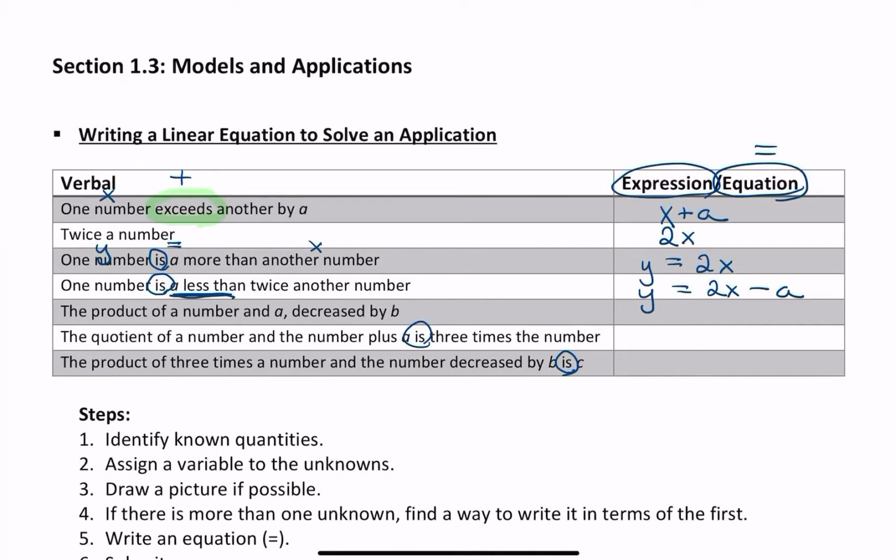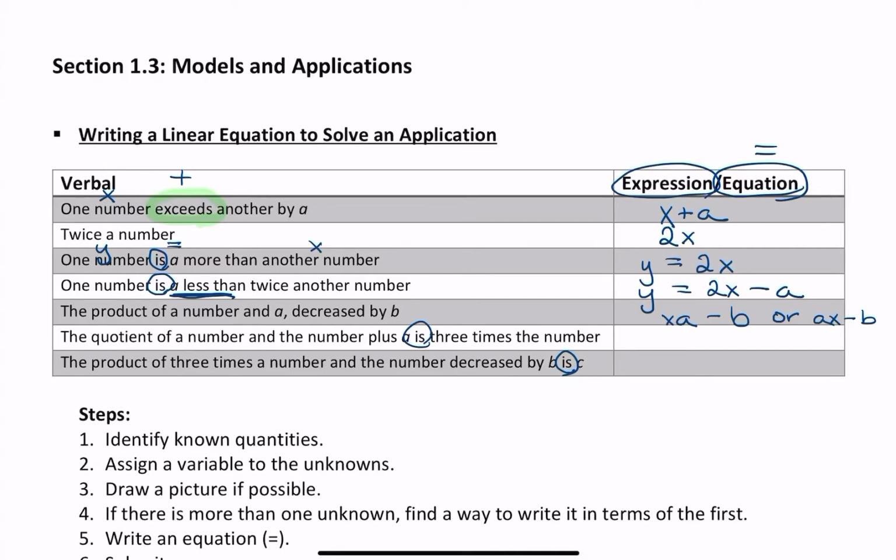Okay, the next one says the product of a number and A decreased by B. So product of a number and A, so X times A decreased by B would be X times A minus B, or you could do AX minus B. It doesn't matter. Multiplication is commutative, so you can switch the order of it.